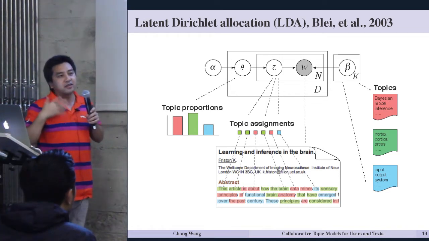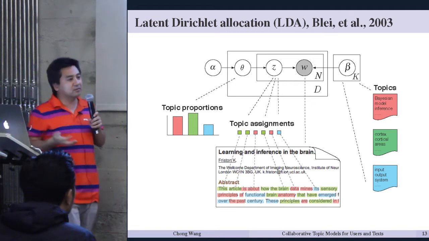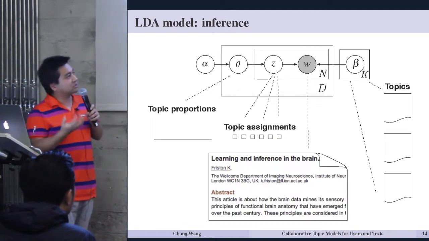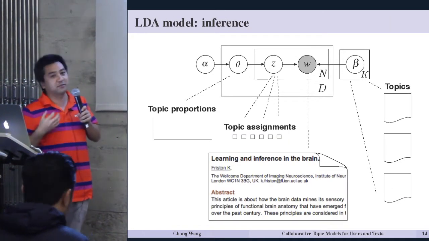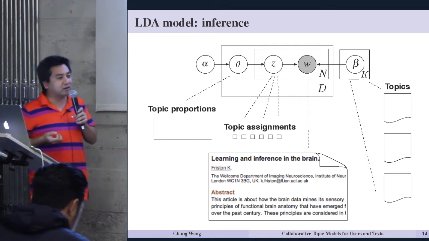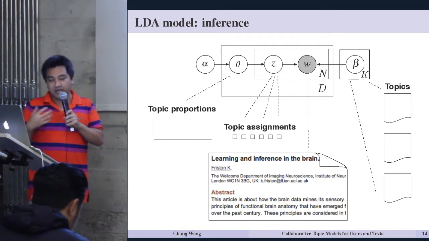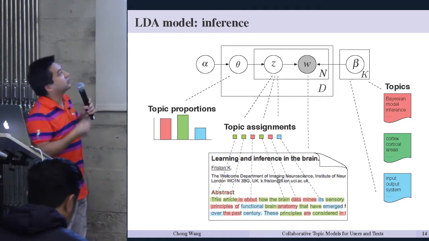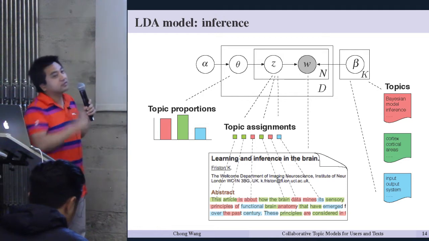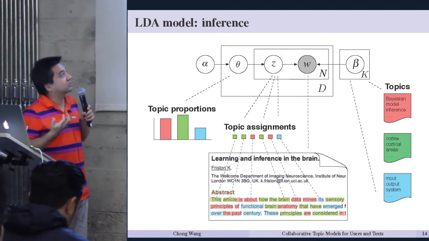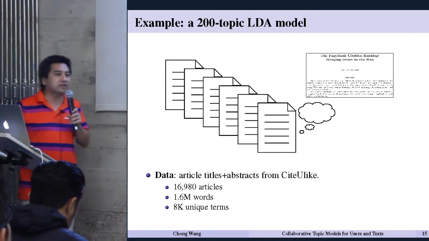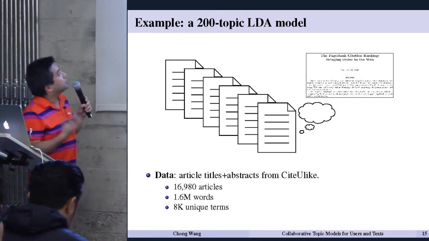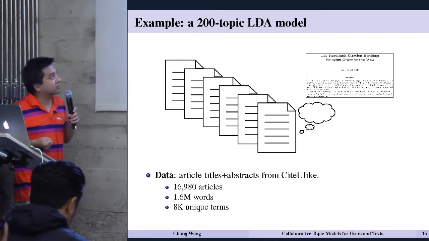That's basically how you think of how a topic model represents a document in your mind. Unfortunately, those colors are not there, because the moment you get your documents, you only see the words. So there's a process called inference, which recovers all these colors and word assignments given the collection of documents. Here's an example where we actually ran this inference on 17,000 articles from CiteULike.